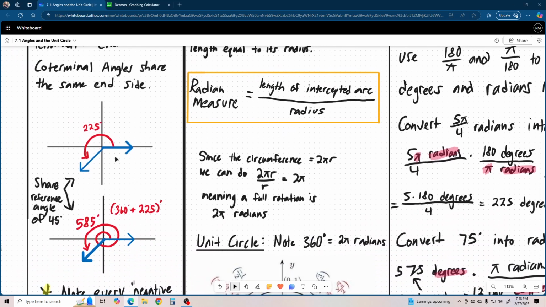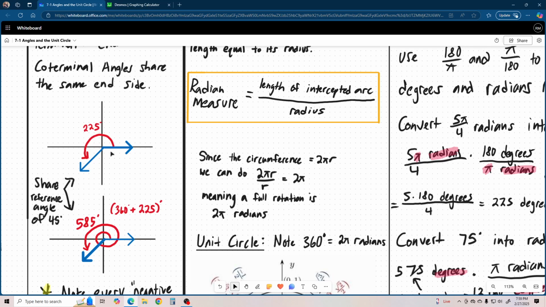So let's say we have an angle of 225 degrees. We go past 180, and then a little bit more down here, and this will take us to our terminal side. We went a total of 225. Now, what would happen if instead of stopping here, we went all the way around, and then came back another 225? In other words, a full 360 plus 225. The angle would look exactly the same, but we will have gone around.